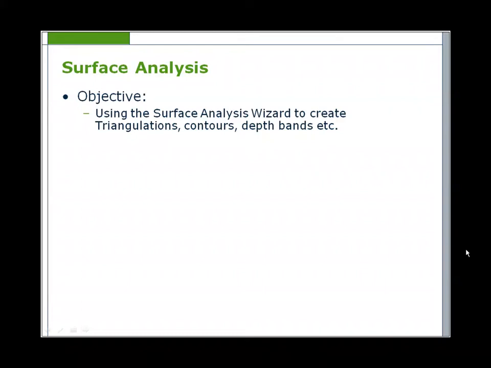In this session, we are going to look at the Surface Analysis Wizard. The Surface Analysis Wizard allows us to create a triangulated model. Once we have a triangulated model, we can analyze that model to look at contours, depth bands, long sections, etc.